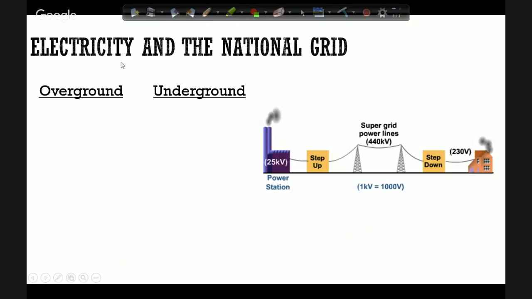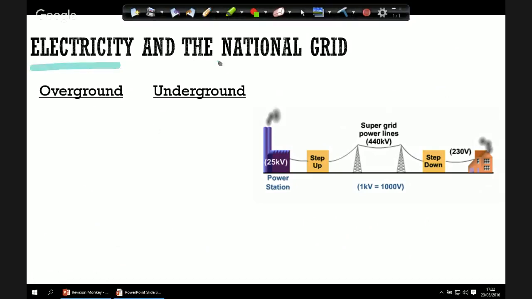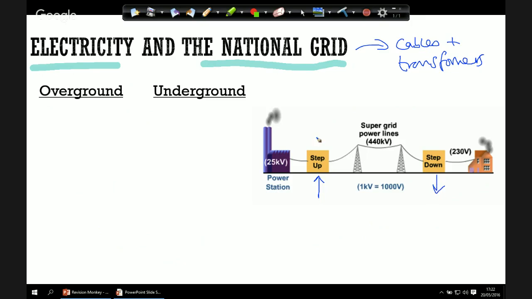Okay, and then once you've generated your electricity, you need to give it to all of the houses, and you do that through the national grid. And the national grid is a series of cables and transformers. Okay, so we don't class the power stations in the national grid. We just class the cables and the transformers. So you don't need to know too much about transformers for your exam. You just need to know that one steps up the voltage and one steps down the voltage. So these here are the transformers. So one steps up the voltage and one steps down the voltage.